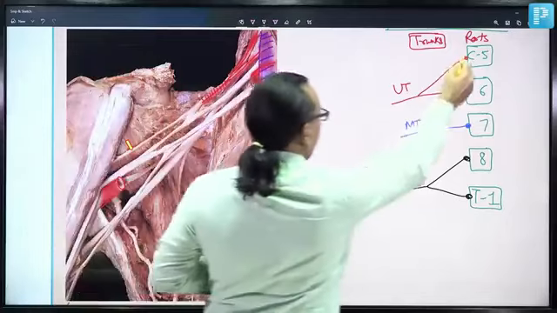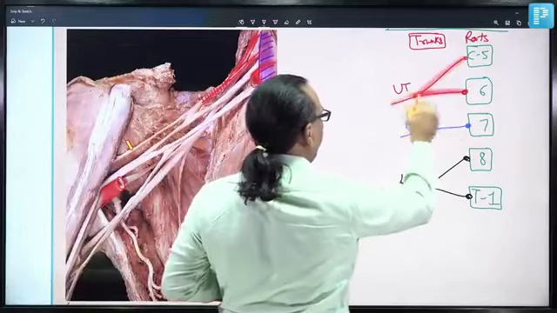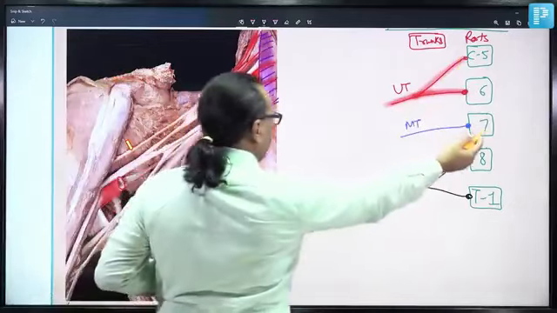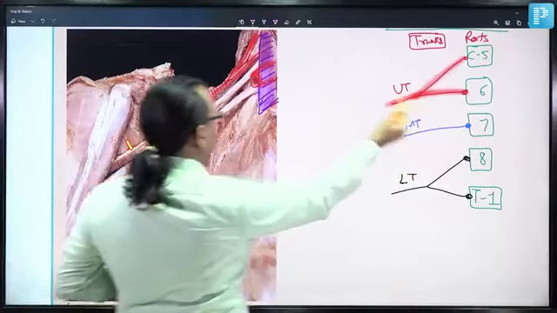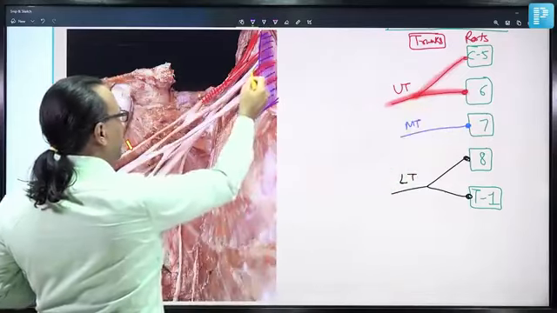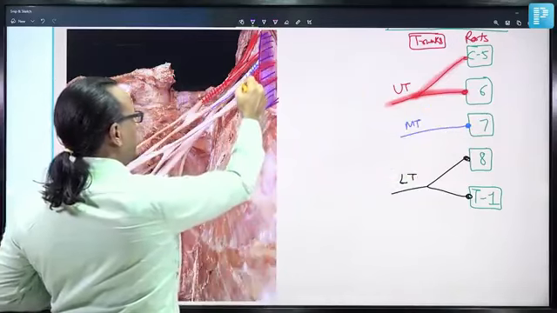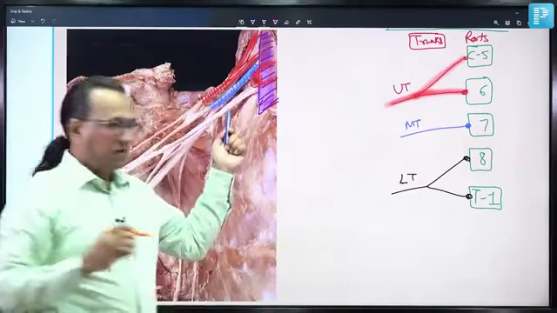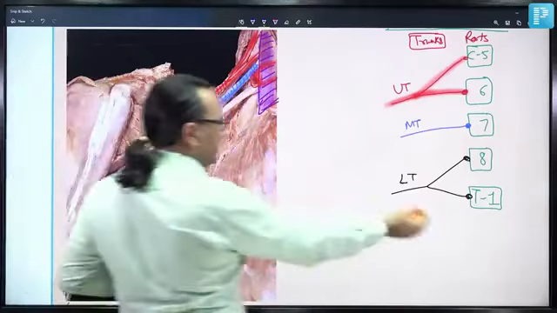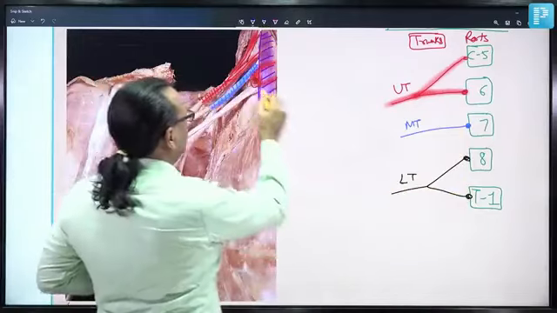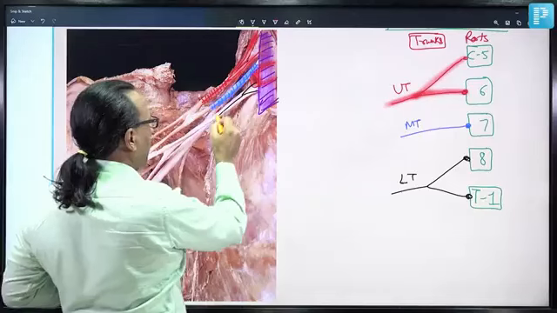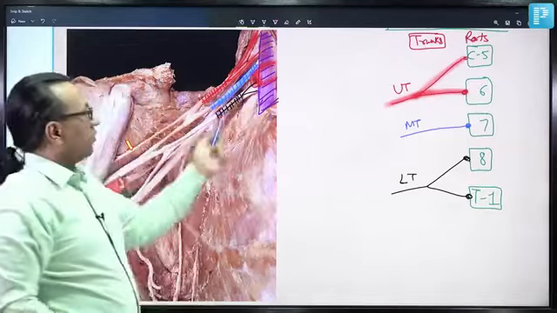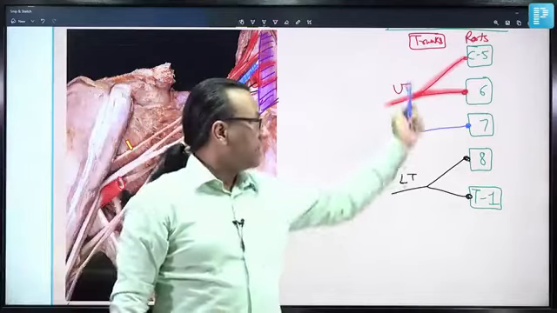Now, once you have shown the C5, C6 root axons joining to form the upper trunk, what about the middle trunk? The middle root C7 continues as the middle trunk. So you can see this is the middle trunk, the C7 root continuing as the middle trunk. Now, what about the lower trunk of the brachial plexus? The lower trunk is C8 and T1. As you see, C8 and T1 join to form the lower trunk of the brachial plexus. Here is the lower trunk. Now, roots and trunks are in the neck region.